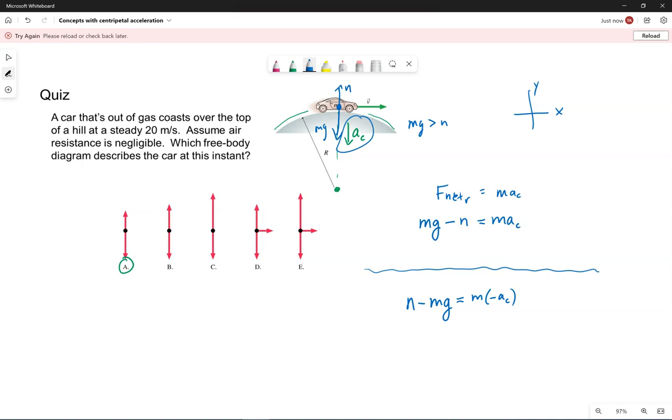So I hope you're seeing similar approaches, a new concept in terms of having forces and acceleration point towards the center of this curve. But net force still has to equal mass times acceleration. Acceleration is still a consequence of having a net force.